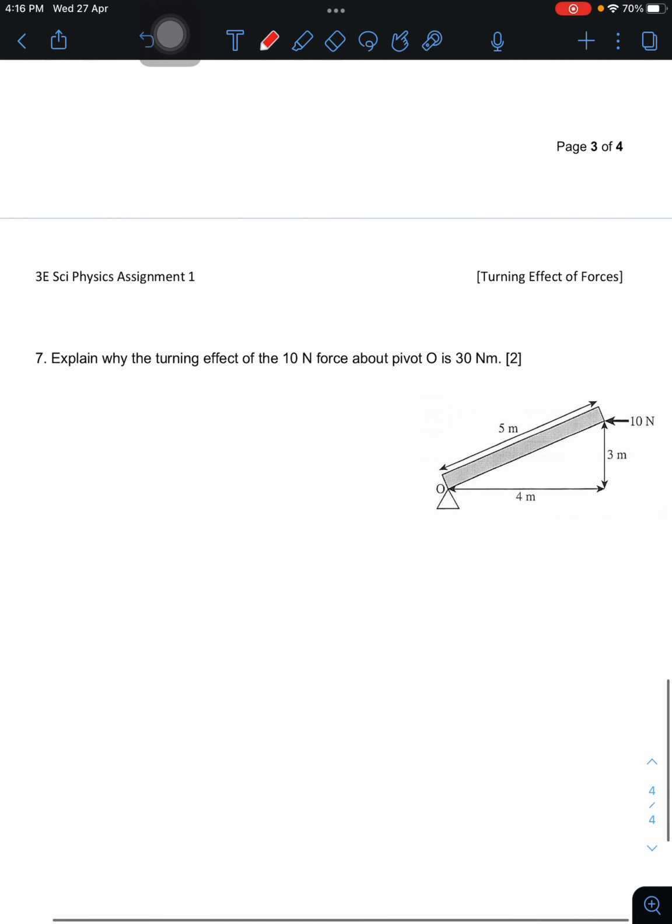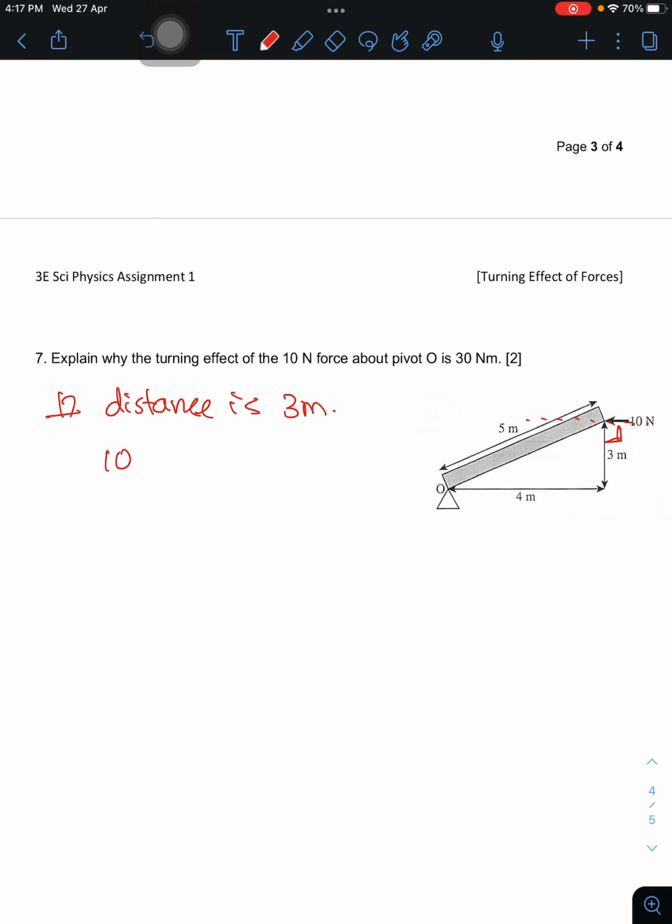Question 7, explain why the turning effect of the 10 Newton force is as given. So you see, it's very repetitive. The 10 Newton force is like that. You extend. So what's the perpendicular distance? This is the perpendicular distance, right? The perpendicular distance is 3 meters. So 10 times 3, 30 Newton meter.